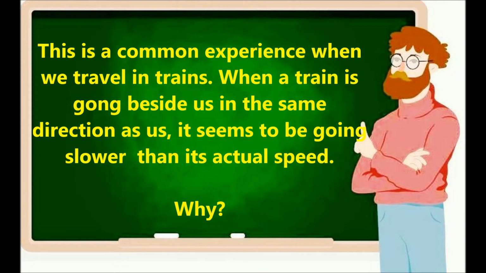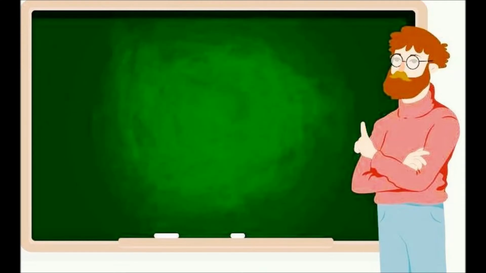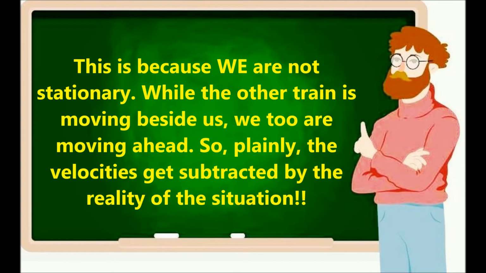This is a common experience when we travel in trains. When a train is going beside us in the same direction as us, it seems to be going slower than its actual speed. Why? This is because we are not stationary. While the other train is moving beside us, we too are moving ahead. So plainly, the velocities get subtracted by the reality of the situation.